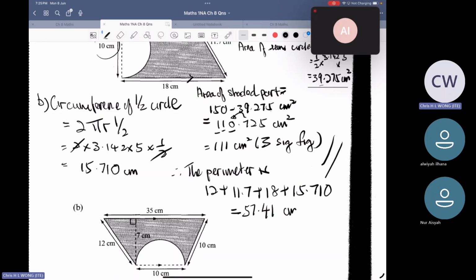57.41 cm. I want three significant figures, right? Somebody give me the answer. Equals to 57.4. Very good. 57.4, right? You must put down in brackets 3 significant figures. Excellent.